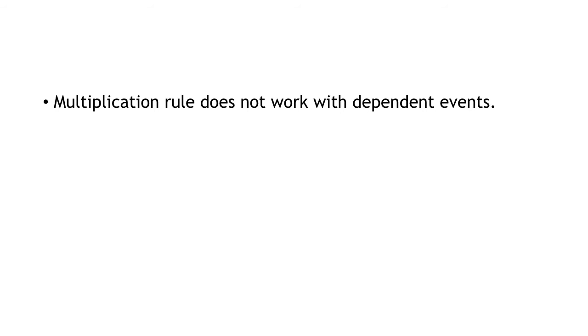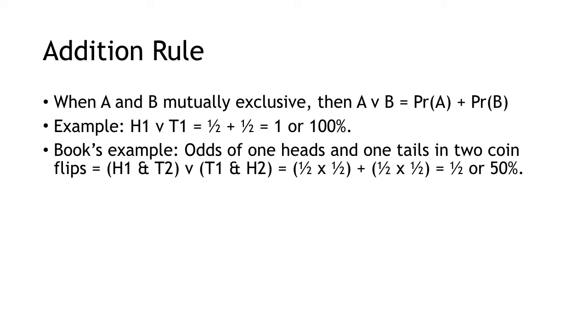All right. But for now, let's just talk about the addition rule. And the addition rule says that when A and B are mutually exclusive, then this disjunction, the probability of A or B, equals the probability of A plus the probability of B. Really simplest possible example. What are the odds that you get heads or tails on the first flip of a coin? Well, 1/2 that you get heads, 1/2 that you get tails. Odds are 1 or 100%, right? 2/2, 100%.